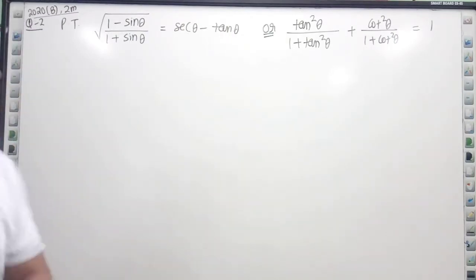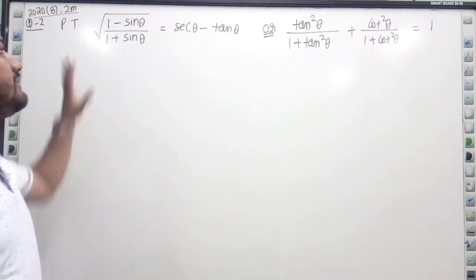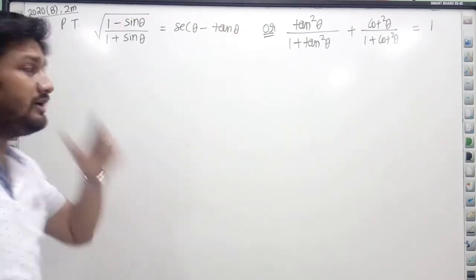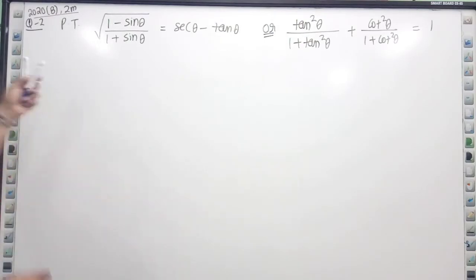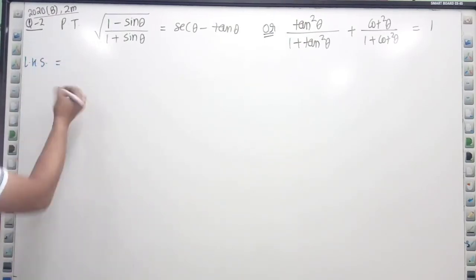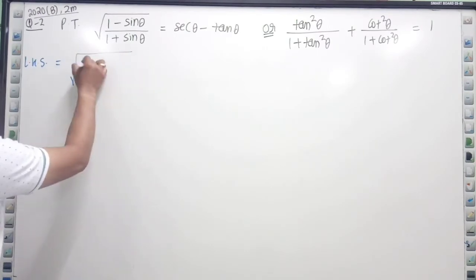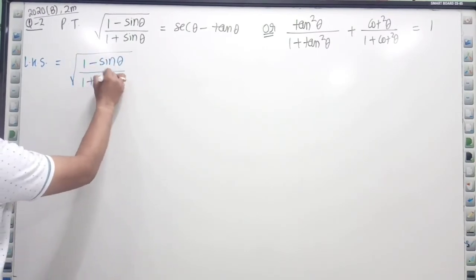Now the next question is from the 2020 basic paper, of 2 marks. We have 2 questions, an option was given here: either prove this or prove this. I am solving the first question, LHS side. What is LHS? Under root, 1 minus sin theta upon 1 plus sin theta.